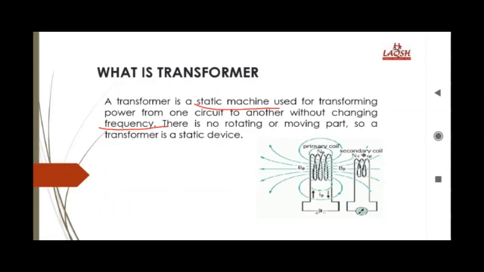Now first understand why it is called a static device. The transformer has no moving parts like motors and generators have. The complete transfer of power from this circuit to this circuit takes place without any rotating or moving part. This is the reason we call this machine a static machine or a static device.